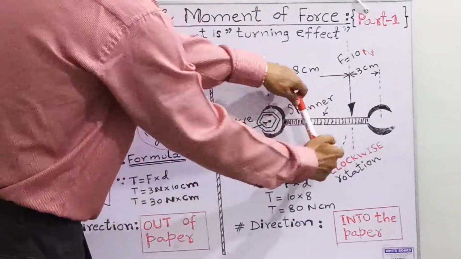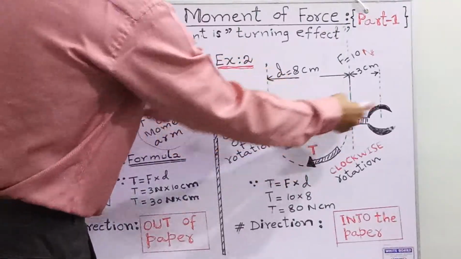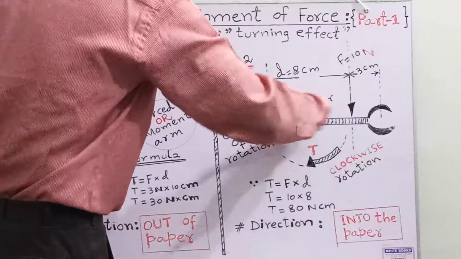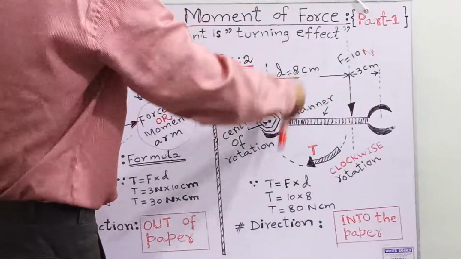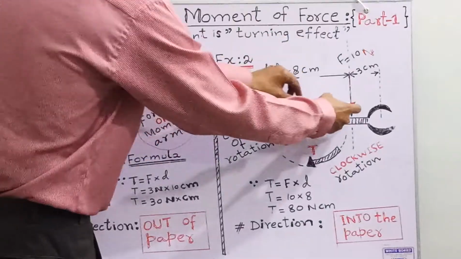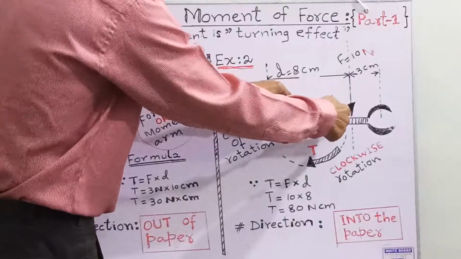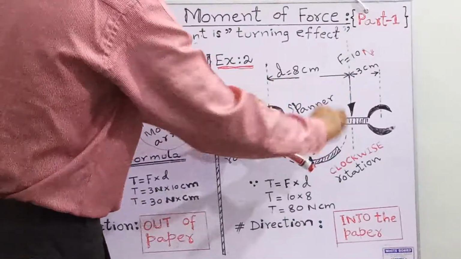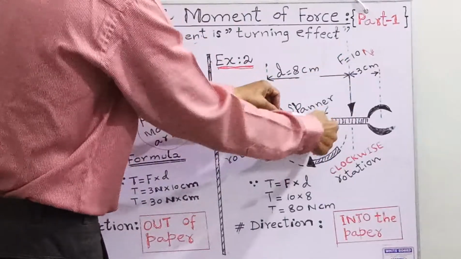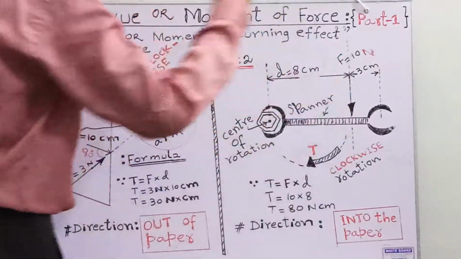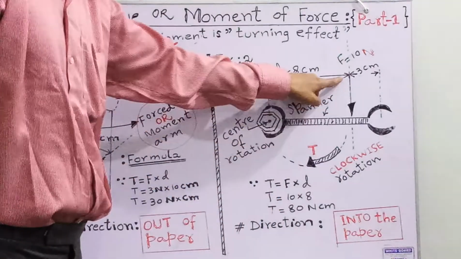So this is once again an example of turning effect, because it is not moving in a straight line like a linear motion along the x-axis, nor along the y-axis. It is turning. Once again, the same definition applies over here. The turning effect produced by any force, in this case by this force, is called torque or moment of force.